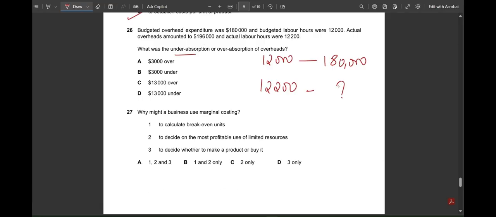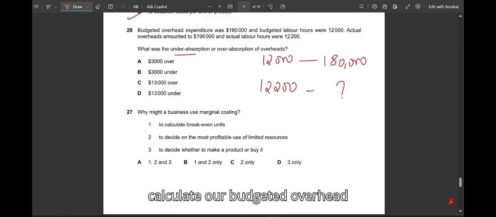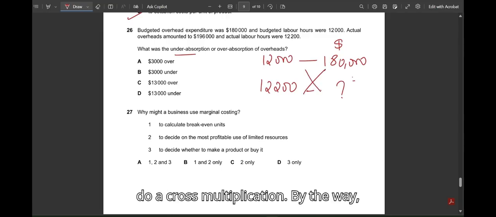It would be wrong. Okay, so let's calculate our budgeted overhead expenditure as per the actual labor hours. We just have to do a cross multiplication. It's very easy. So your budgeted labor hours was how much? 12,000. And for 12,000 hours, you budgeted 1 lakh 80,000 as the total expenditure. So how much would it be for 12,200 hours? Just do a cross multiplication.